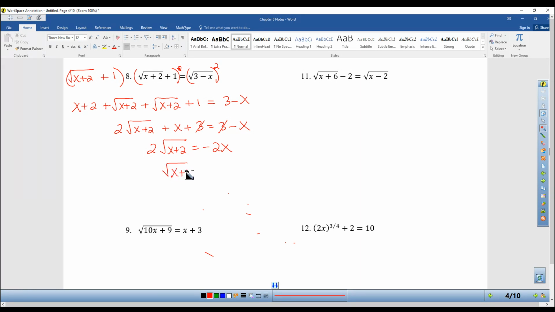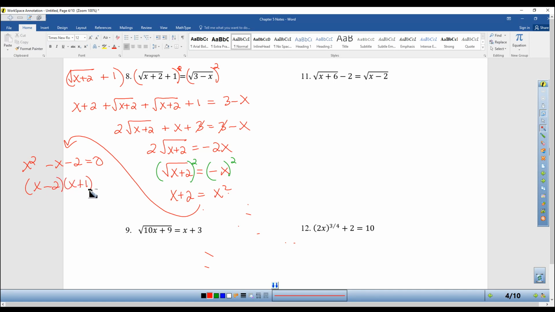So the square root of x plus 2 is equal to, divide both sides by 2, negative x, square both sides. And now I have x plus 2 is equal to x squared. So remember, what do I do when I have an x squared in my equation? I set it equal to 0, and I factor. X minus 2 times x plus 1 is equal to 0. X is equal to 2 or negative 1. And if you put them back in, you will see that the 2 does not work. So only the negative 1 is the answer.